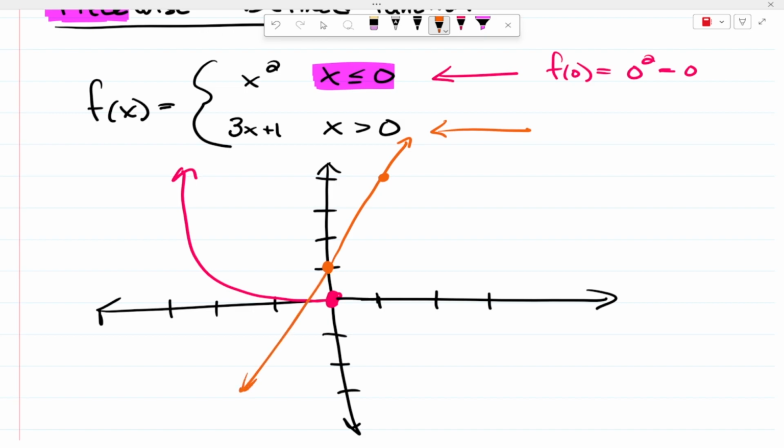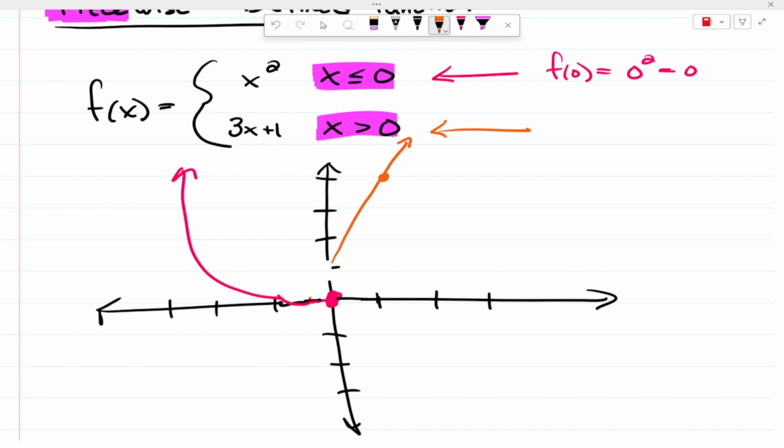However, we have a restriction. I'm only allowed to use 3x plus 1 as long as x is greater than 0, which means I cannot include the value of x at 0. So please just watch. I'm going to erase all of this here. Try to fix it. Oh, sorry. Just want to fix this.